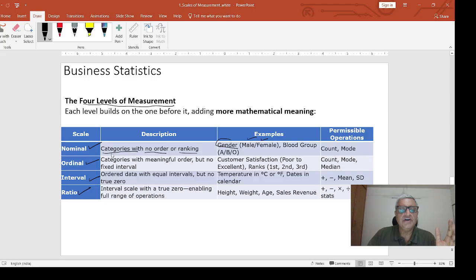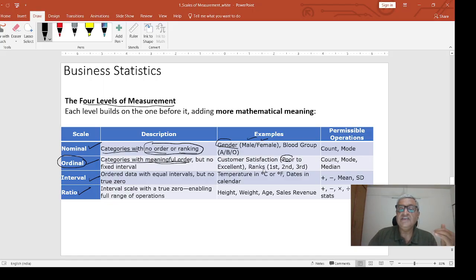So in nominal data, you don't have hierarchy or ranking, whereas in ordinal data you have hierarchy and ranking. There is a meaningful order, so there is hierarchy here. Examples given over here are poor, satisfactory, or below average, average, very good, good.